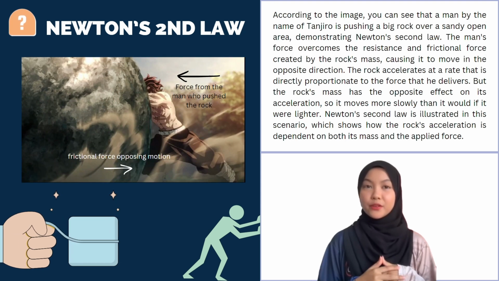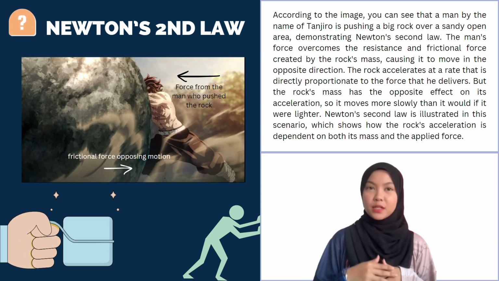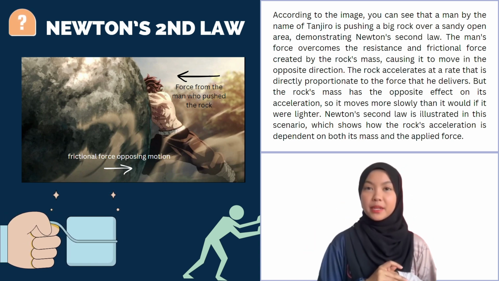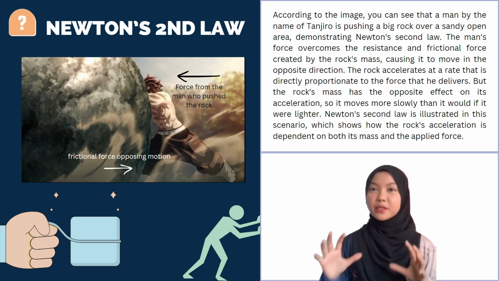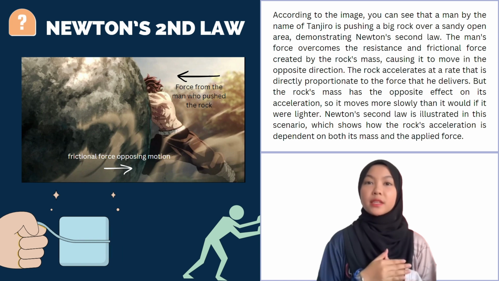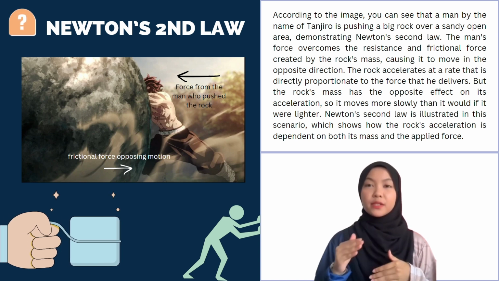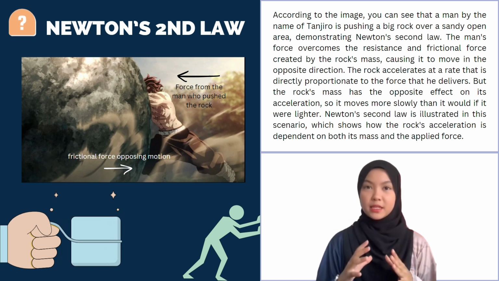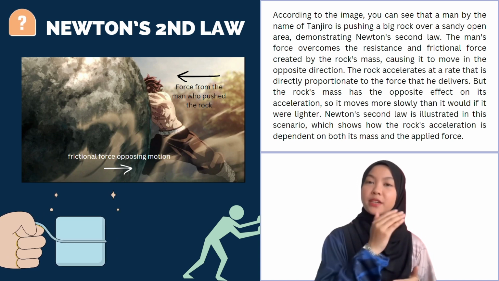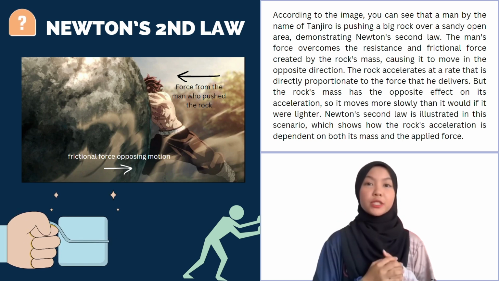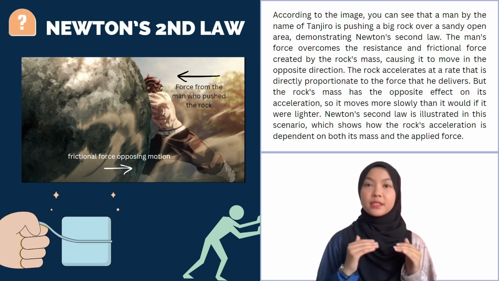So now you guys have already seen the video. According to the image I show you here, you can see that a man by the name of Tanjiro is pushing a big rock over a sandy open area, demonstrating Newton's second law. The man's force overcomes the resistance and frictional force created by the rock's mass, causing it to move in the opposite direction. The rock accelerates at a rate that is directly proportionate to the force that he delivers.